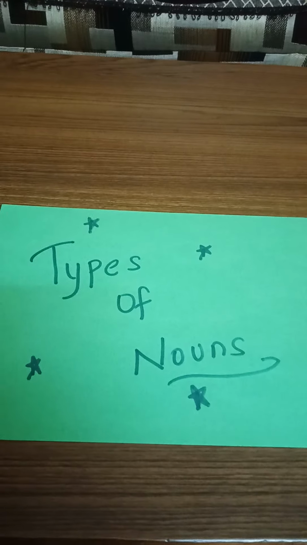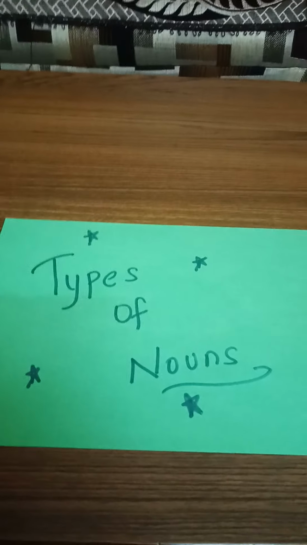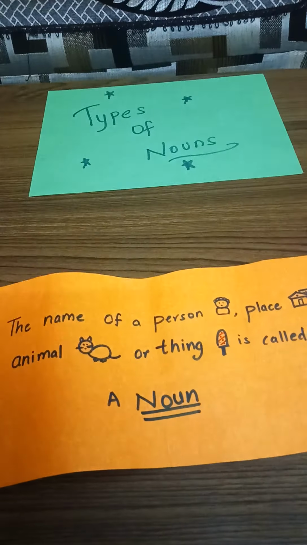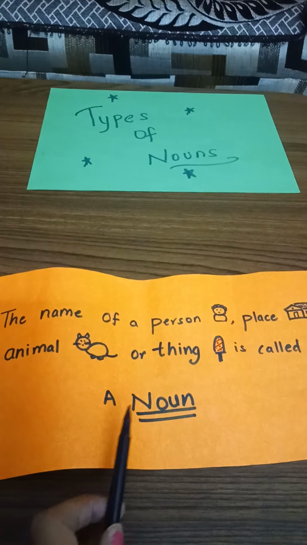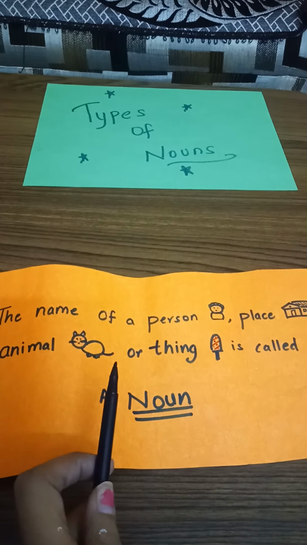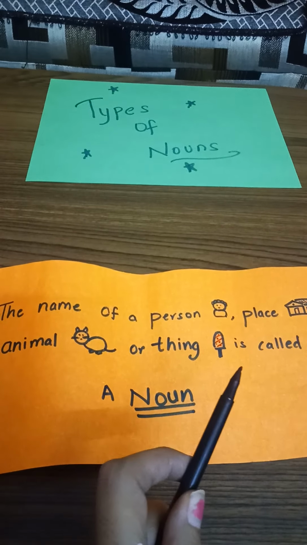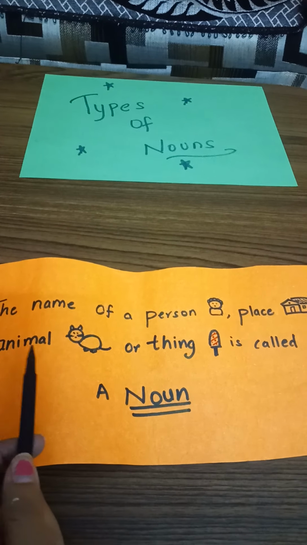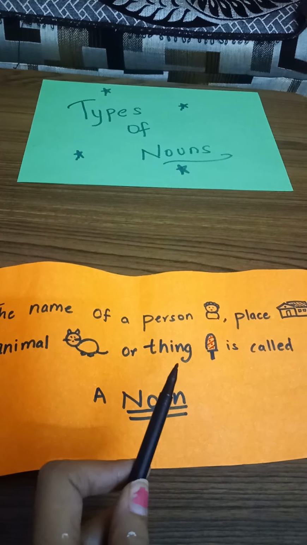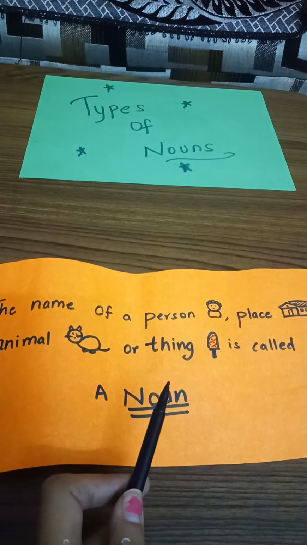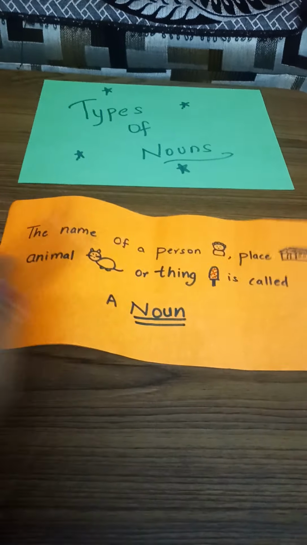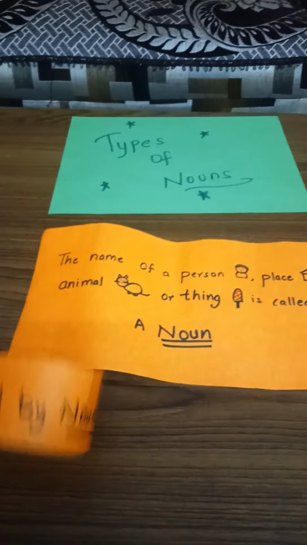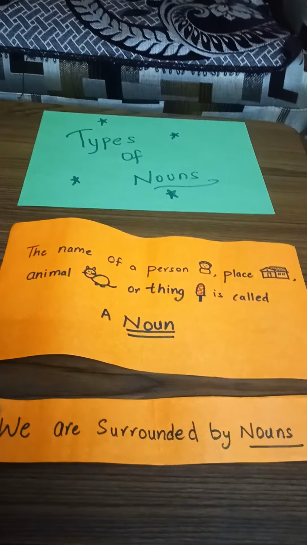Today I am here to teach you about types of nouns. So let's revise about nouns first. The name of a person, place, animal or thing is called a noun. All we have around us is persons, places, animals or things. When we put all these words together in a bag, collectively they are called nouns. So we are all surrounded by nouns. Everything around us is an example of a noun.